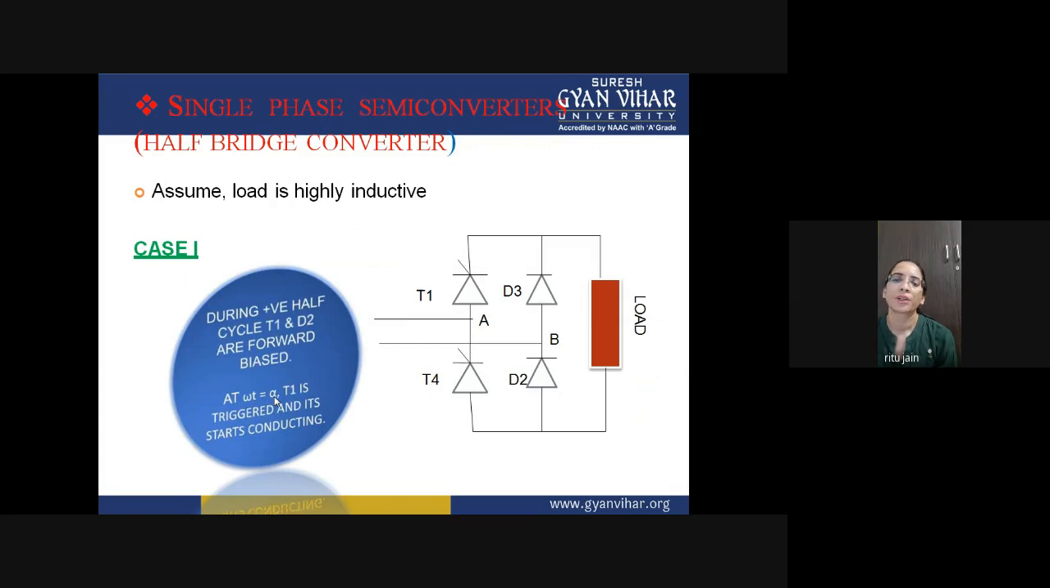So T1 is triggered and it starts conducting. And when it conducts and the diode is already in forward biasing, the circuit will complete through this loop. The current will start to flow from T1, the load, D2, and this is your supply. So through this loop, the current will start to flow.